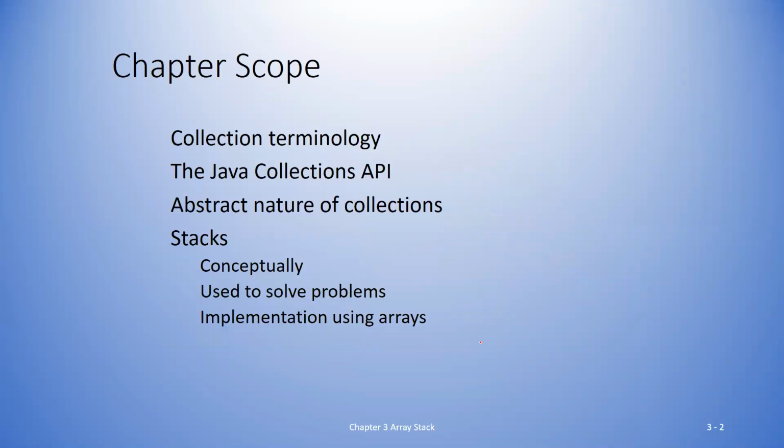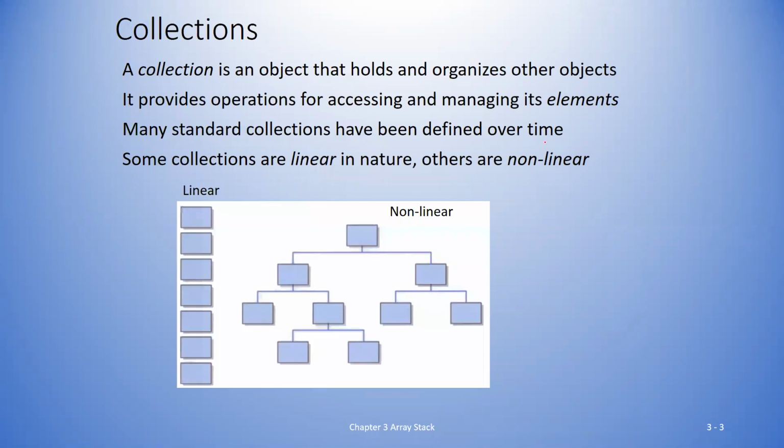So what is a collection class? It's a container. It contains other objects. It organizes them so that you can access, retrieve, and update them easily in a certain way, not just randomly, but in a certain way. So this is called a linear structure here. And this is nonlinear. So in this class, we will discuss linear structures.